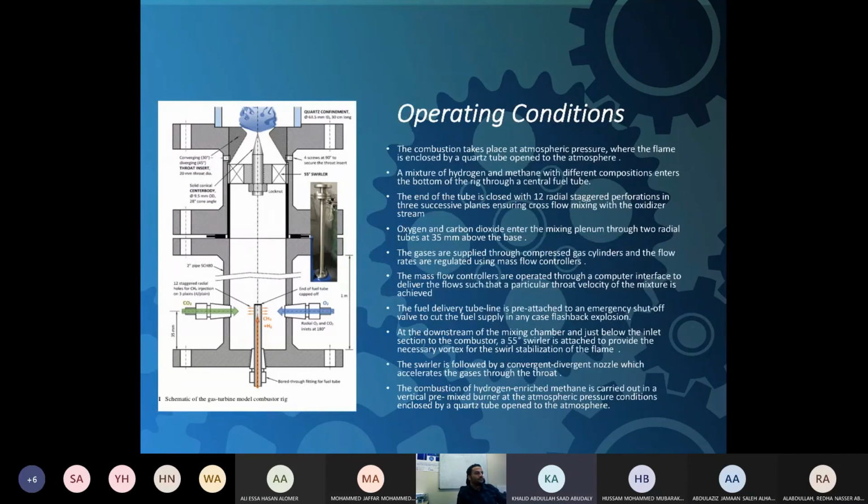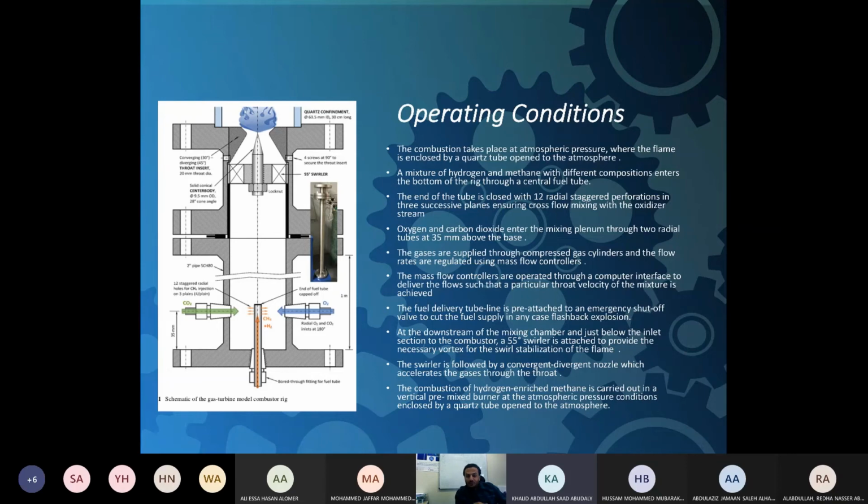The operating conditions. This figure is similar to the figure in the previous presentation. However, the difference is that the inlet here is hydrogen and methane, and downstream of the mixing chamber, just below the inlet section of the combustor, a 55-degree swirler is attached to provide the necessary vortex for swirl stabilization of the flame.